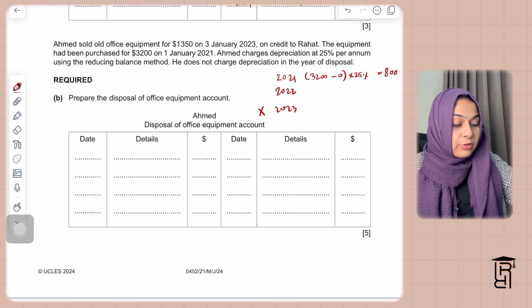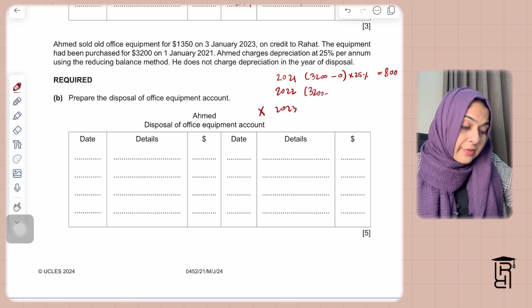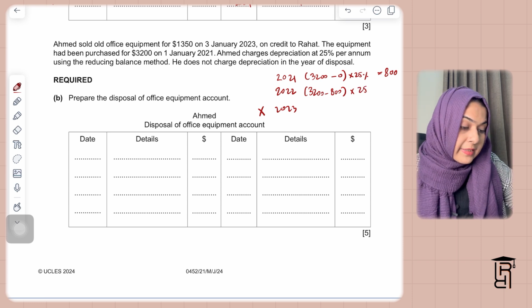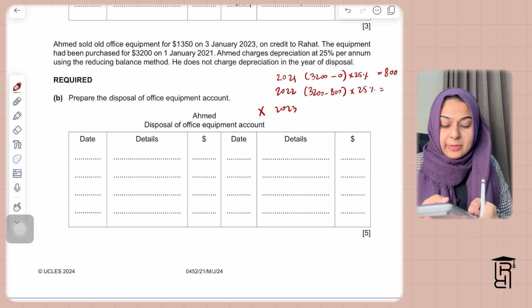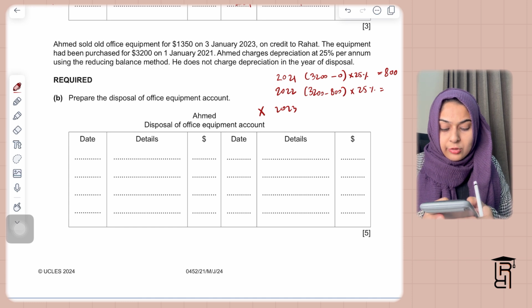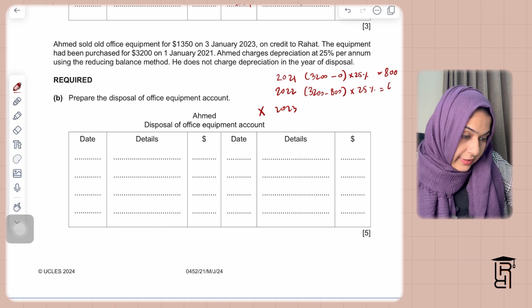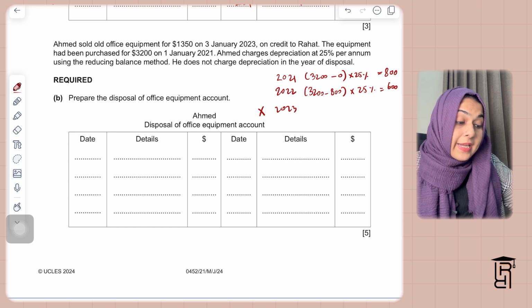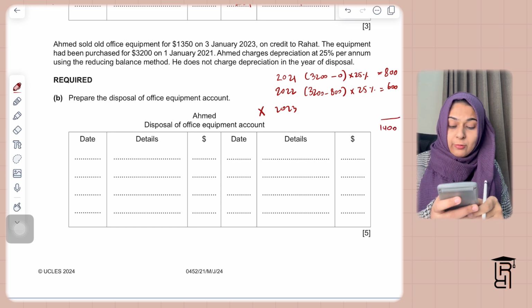In the second year you will do 3200 minus 800, and then you multiply this by 25% again. So 3200 minus 800 multiplied by 25% is going to give you 600. So depreciation in the second year is 600, depreciation in the first year is 800. The total depreciation on this asset which we have sold is 1400.